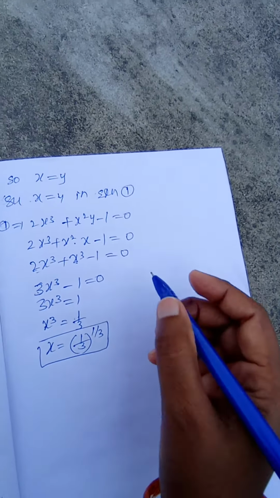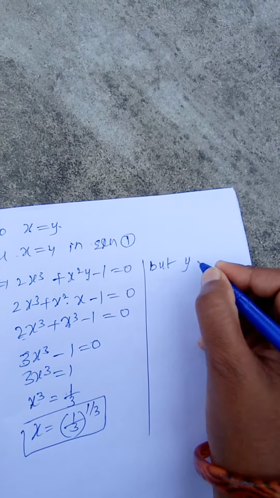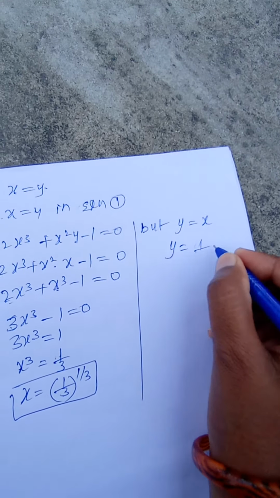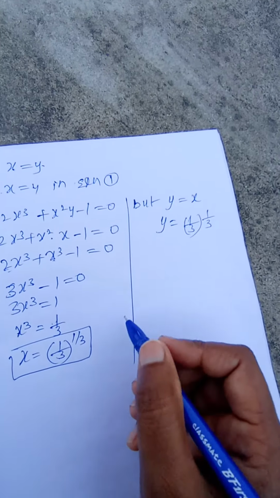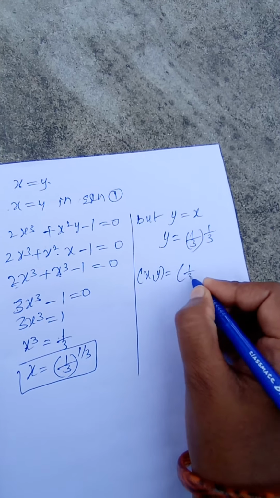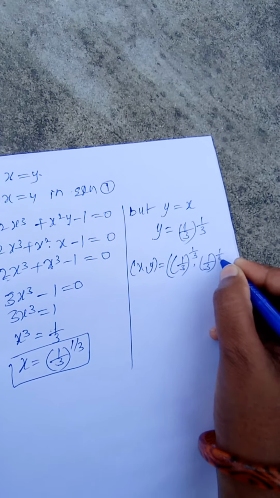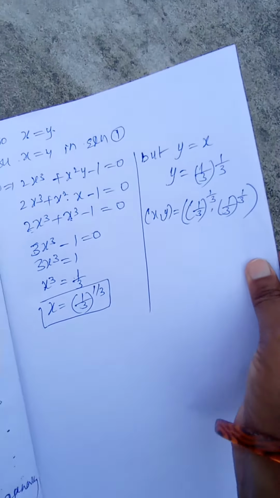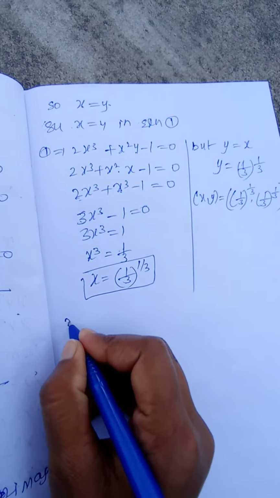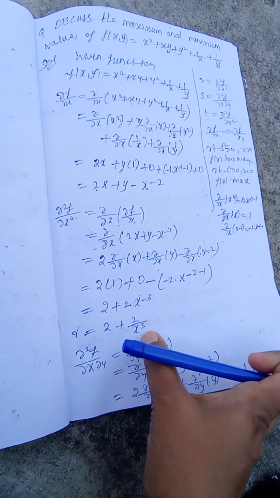Next find the y value. We know that x equals y, so y equals x. So y equals 1 by 3 whole to the power of 1 by 3. So we get the x and y values: x comma y equals 1 by 3 whole to the power of 1 by 3, 1 by 3 whole to the power of 1 by 3. So this is the extreme point. At this point find the r, s and t values. So r value is 2 plus 2 by x cube.